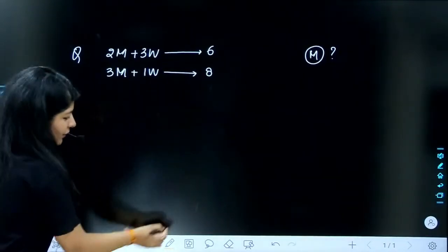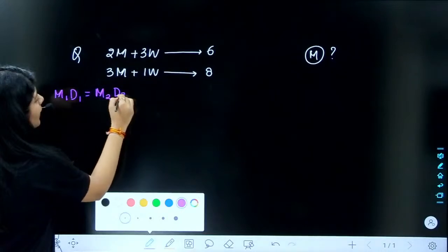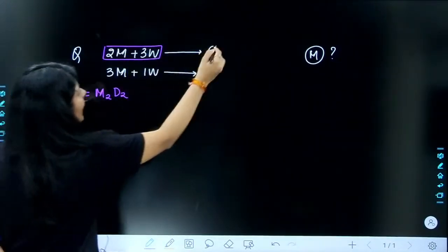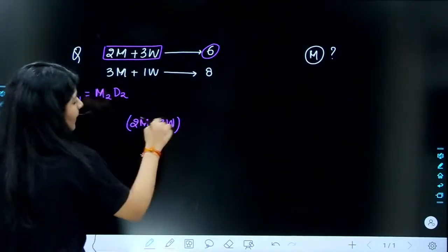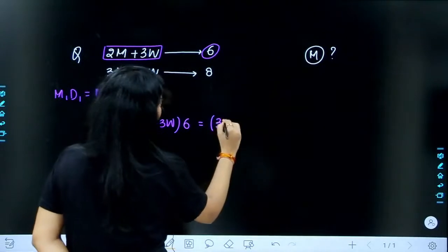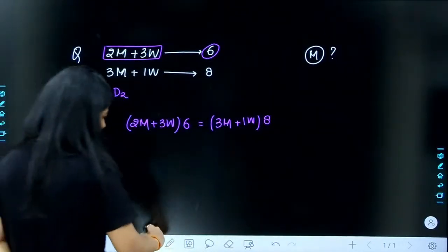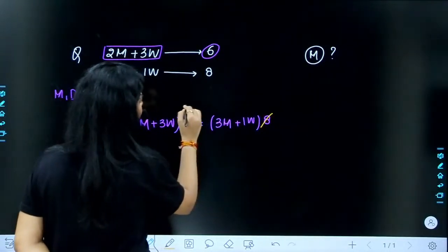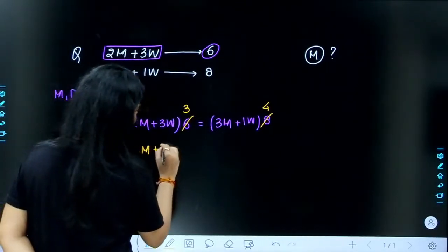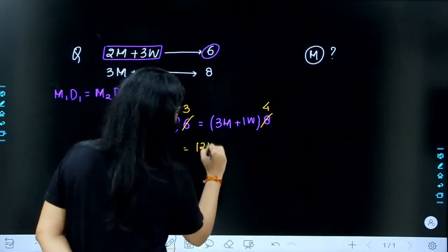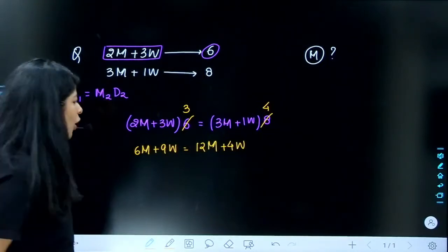Now whenever we have such type of thing, we just simply apply again the concept of M1D1 is equals to M2D2. So here we have M1 and this is our D1. So we can write it as 2 men plus 3 women multiplied by the number of days is equals to 3 men plus 1 woman multiplied by 8. Clear? Okay. Now with the help of this, we can simply eliminate the terms over here, and I get my values as 3 and 4. So here I can write it as 6m plus 9w is equals to 12m plus 4w.